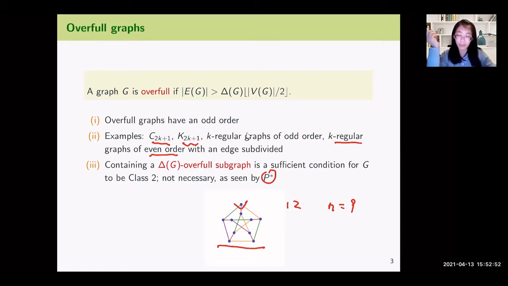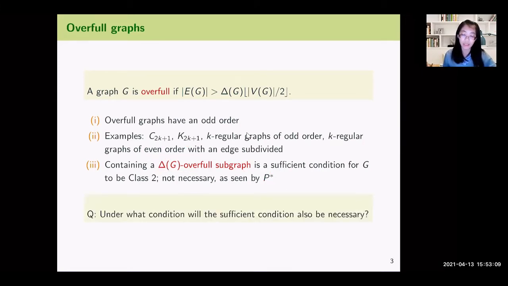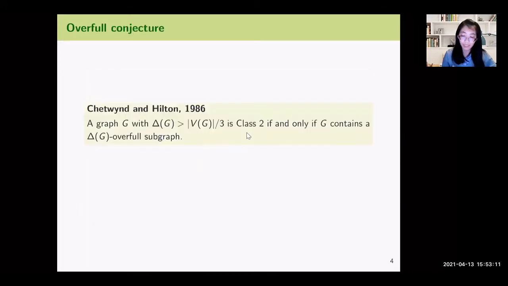So then we might ask, under what condition can containing a Δ(G)-overfull subgraph be both necessary and sufficient for a graph to be class 2? This question was conjectured by Chetwynd and Hilton. The conjecture says that as long as the graph has a large maximum degree, then the graph is class 2 if and only if G contains a Δ(G)-overfull subgraph.